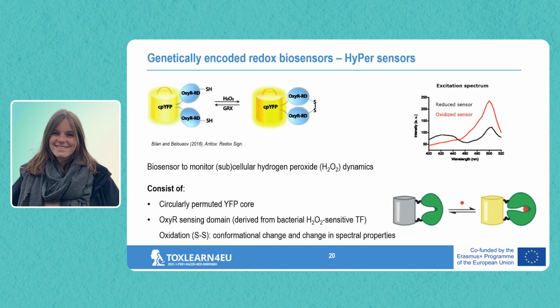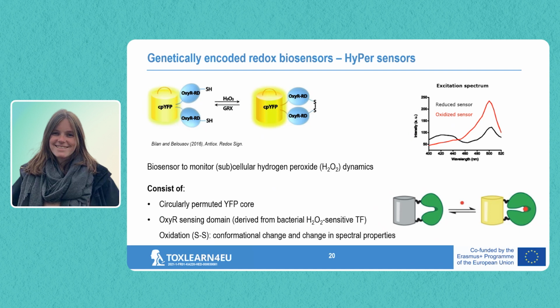So as I mentioned, they only have one fluorescent protein. And this is the cpYFP, so it stands for circularly permuted YFP. So it's just a yellow fluorescent protein, but they made some changes to it. That's why it's called cpYFP. So this is our reporter domain. So this will give you a signal.